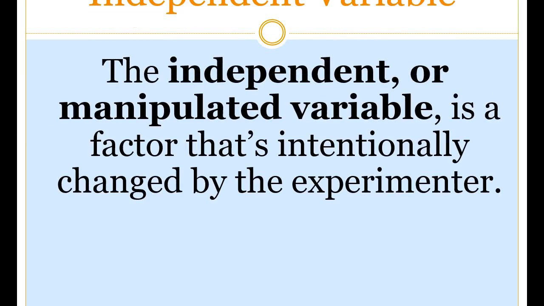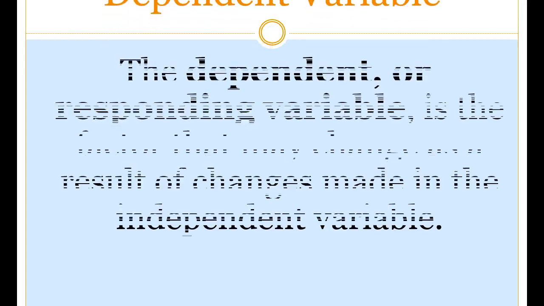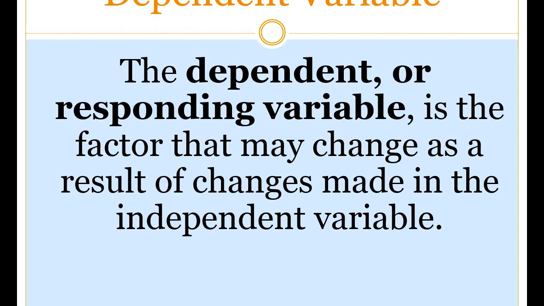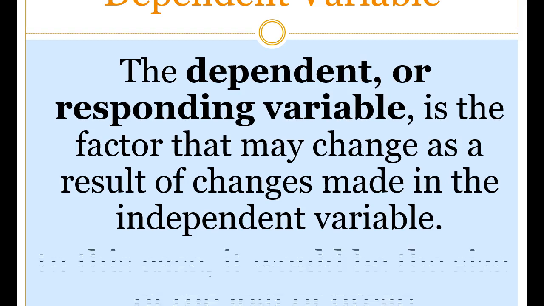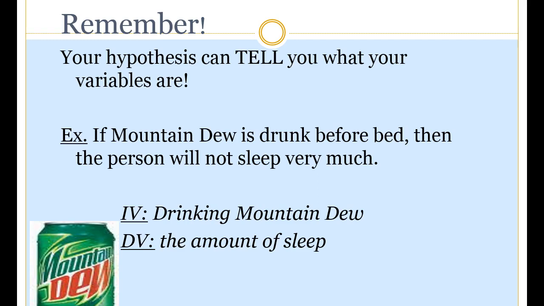All right, so the independent variable is also sometimes called the manipulated variable. It is the factor that we intentionally change. It's the one thing we're messing with. So John is going to use 25 grams, 50 grams, 100 grams, 250 grams, and so forth, different amounts of sugar in his experiment. The dependent variable is also called a responding variable because it's the factor that may change as a result of the changes made in the independent variable. In this case, it would be the height or the size of the loaf of bread.